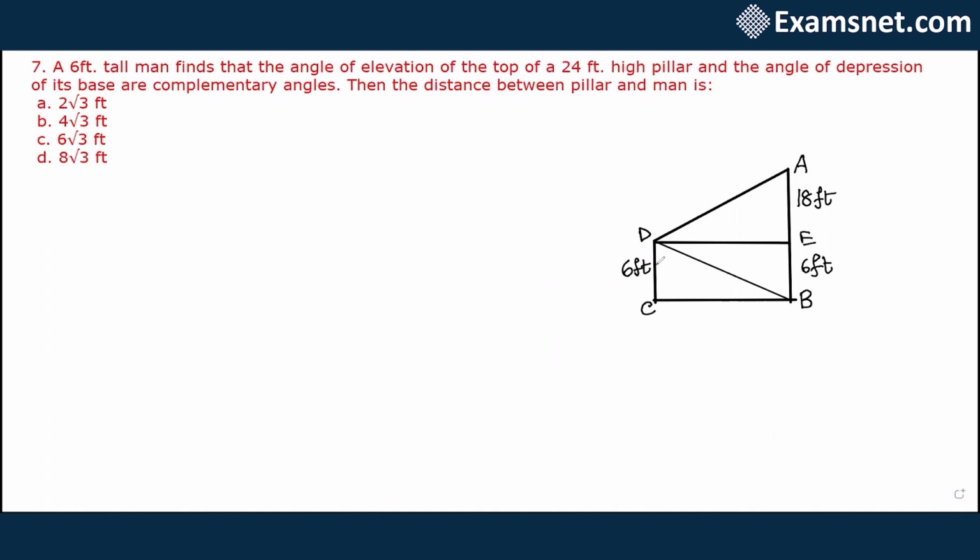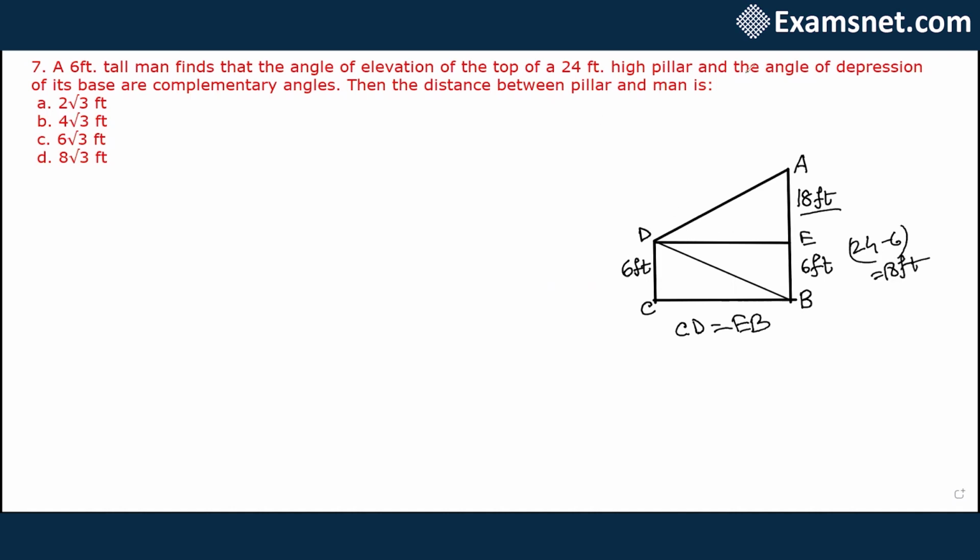CD represents the man who is 6 feet tall, and AB is the 24 feet high pillar. According to the diagram, we can say that CD equals EB. That's why EB is also 6 feet. So the rest of the part, that means AE, is 18 feet. How did we get it? Because 24 minus 6, we get 18 feet, correct?